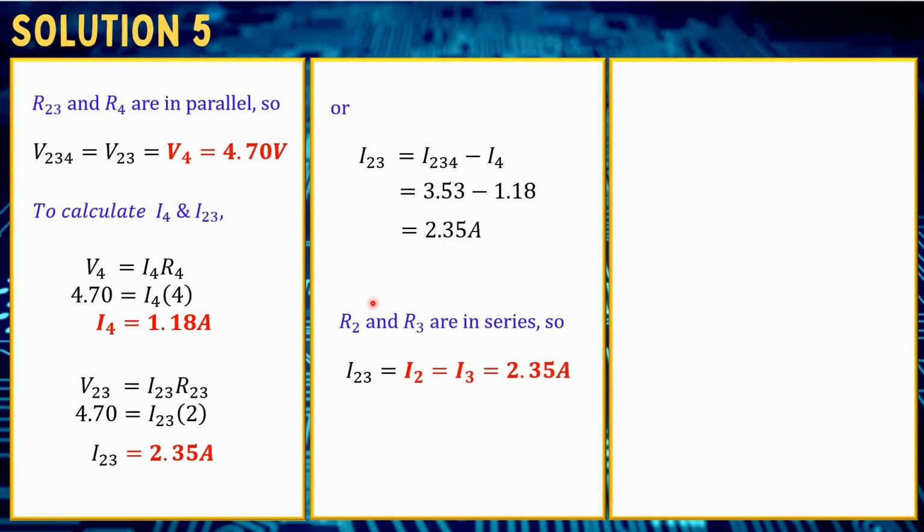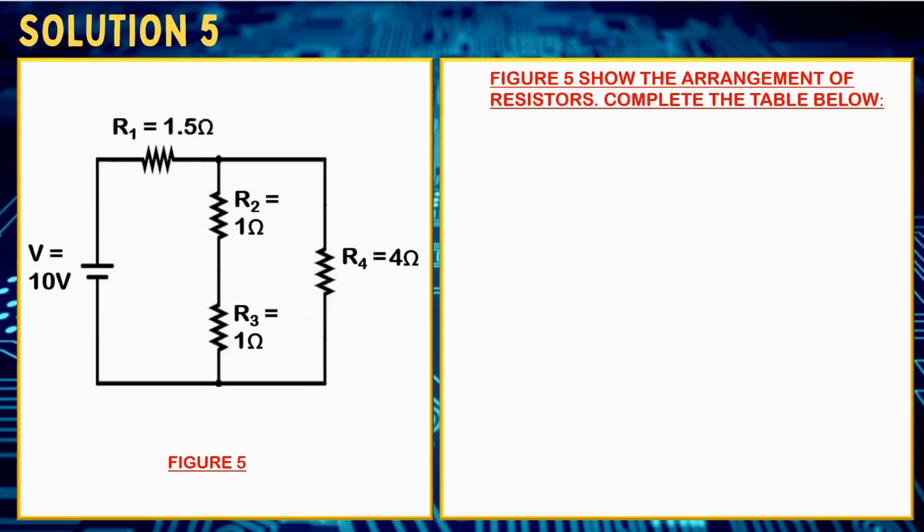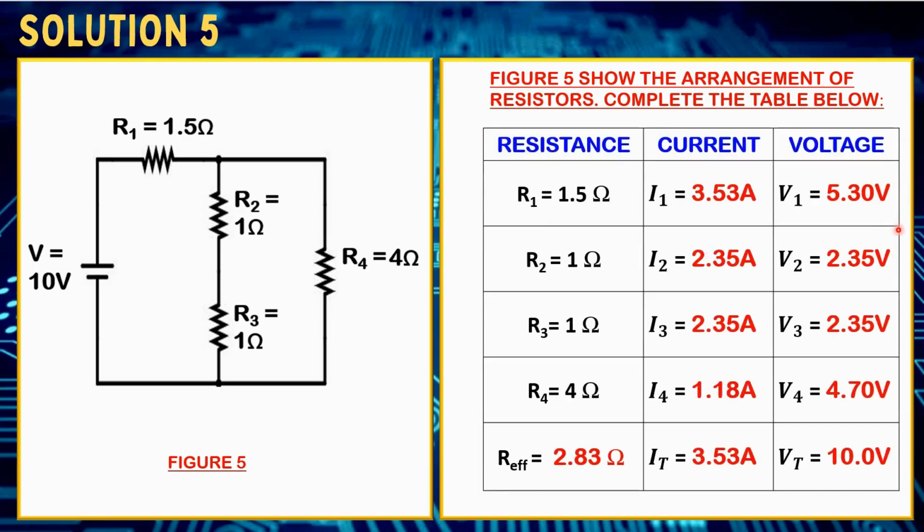From the value of I23, we know that R2 and R3 are in series, so the current flow through both resistors are equal. So we get the value for I2 and I3 is equal to 2.35 ampere. From this value, we can calculate V2 and V3. So from the calculation of V2 and V3, we get that V2 is equal to 2.35 volt and V3 is equal to 2.35 volt too. Finally, after the calculation, you can complete the table as shown.